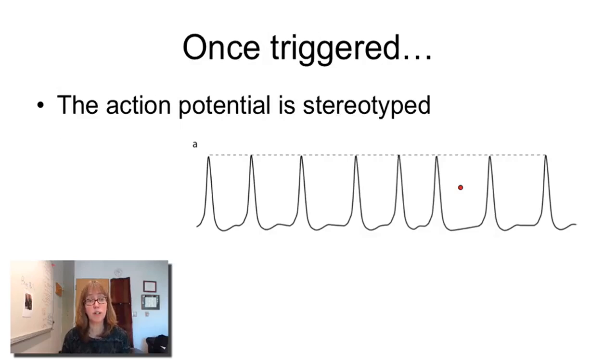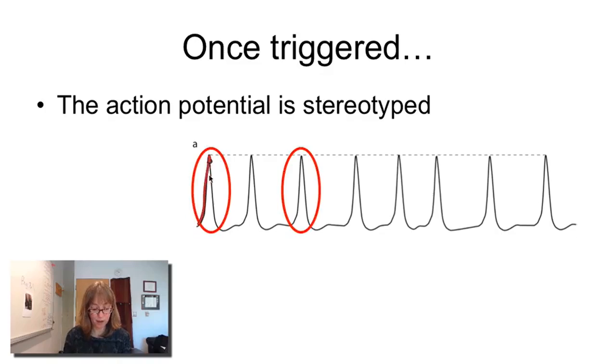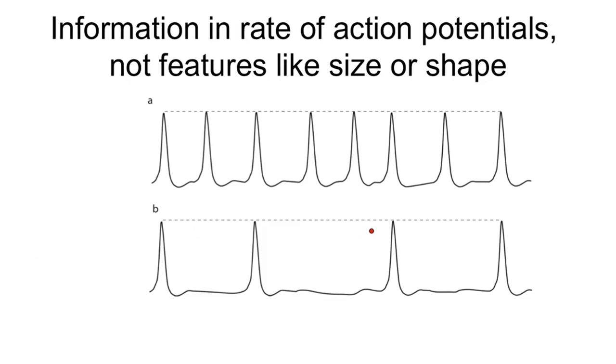One last important point to note about action potentials. Once they are triggered, they are all pretty much alike. That is, this spike is pretty much the same shape as this spike, and so forth. And that means that information is contained in the rate or timing of action potentials, but not so much in features like their size or shape. So we'll generally ignore the size and shape of action potentials and just talk about neural activity in terms of how many action potentials are occurring in a period of time.